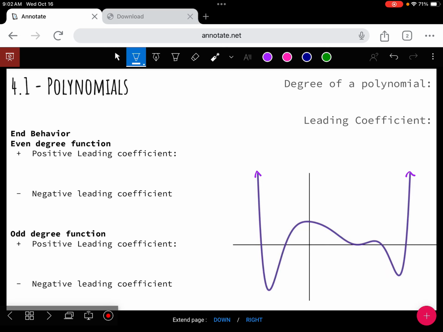A couple of chapters in Algebra 2 on polynomials. So today it should hopefully be a lot of review. There might be a little bit that's new, but mostly review.